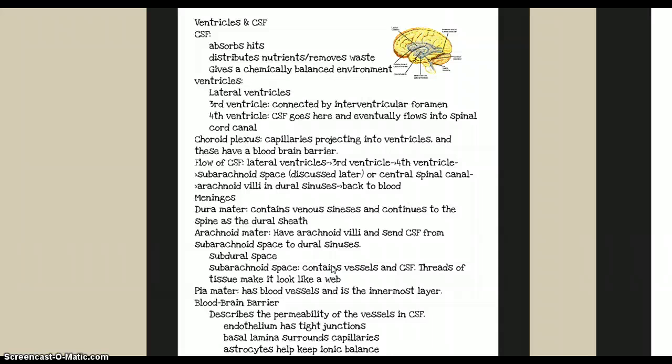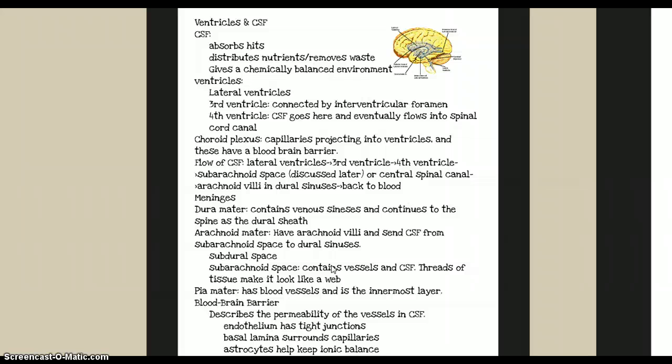There are three layers: the dura mater, the arachnoid mater, and the pia mater. The dura mater contains venous sinuses, so contains venous blood, and continues to the spine as the dural sheath. The arachnoid mater has protrusions called the arachnoid villi, and these send cerebrospinal fluid from the subarachnoid space to the dural sinuses. So the subdural space is between the arachnoid mater and the dura mater, and then there's the subarachnoid space, which is below the arachnoid mater, and it contains a bunch of vessels and cerebrospinal fluid. And threads of tissue in here make it look kind of like a web, hence arachnoid. And then after that, there's the pia mater. It has blood vessels and is the innermost layer.